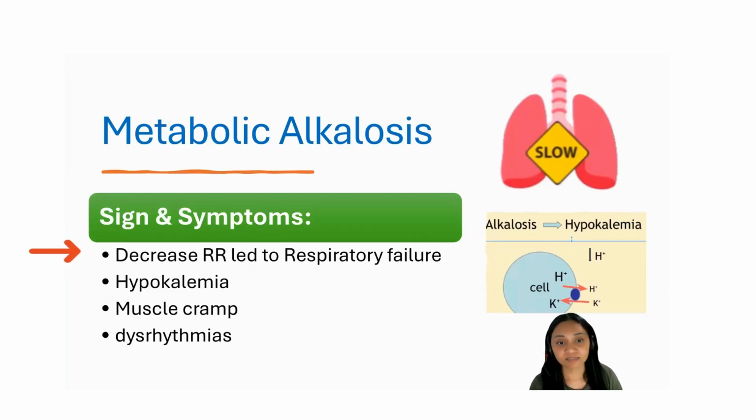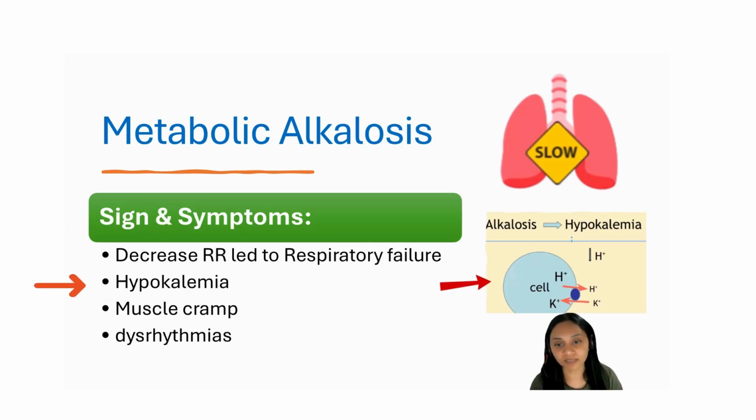Now, what are the signs and symptoms the patient presents with? In order to compensate, the lungs will retain the carbon dioxide, so the patient's respiratory rate will be slow. Patient may have bradypnea, and there are chances that the patient goes into respiratory failure. So with metabolic alkalosis, we have to watch the patient for respiratory failure.